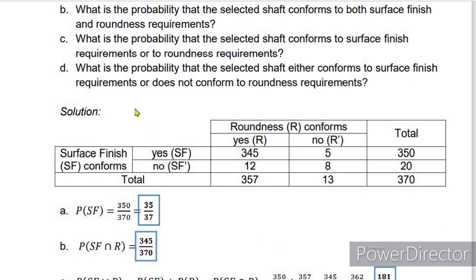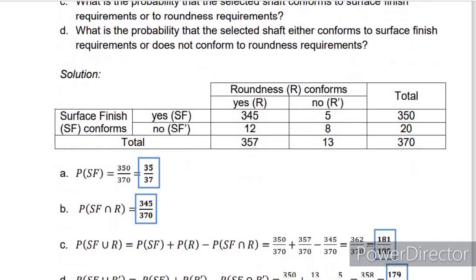Letter C. What is the probability that the selected shaft conforms to surface finish requirements or to roundness requirements? Or means either of the two. So for letter C, the probability of the union of surface finish and roundness is equal to the probability of surface finish plus the probability of roundness minus the probability of surface finish intersection roundness. Now we know the probability of surface finish, which we got in letter A, is 350 over 370. You just substitute the answer not in lowest terms; we will reduce to lowest terms only in the final answer. So plus the probability of roundness, which is 357.